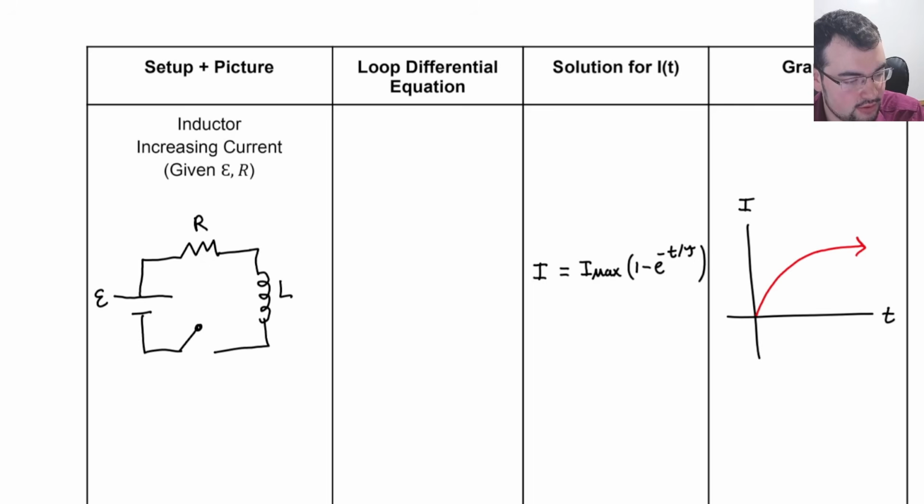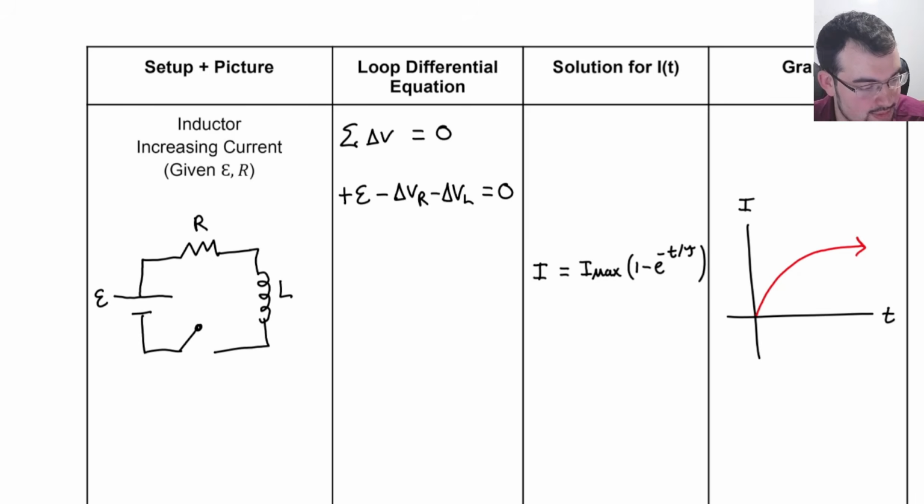So for the diff EQ, we always start from Kirchhoff's loop rule, which says the sum of the voltage drops and gains in a closed loop must be 0. So I start at the battery. Always include a battery, even if there isn't one. It'll help you get the signs correct. Then I drop across the resistor. Then I drop across the inductor. Then I'm back at the battery.